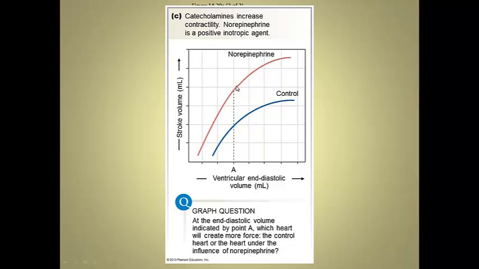Now, the red line for norepinephrine is showing that under the same conditions, the addition of norepinephrine will further increase the contractility. It will further increase the stroke volume. Basically, the strength of the contraction is increased due to the norepinephrine.